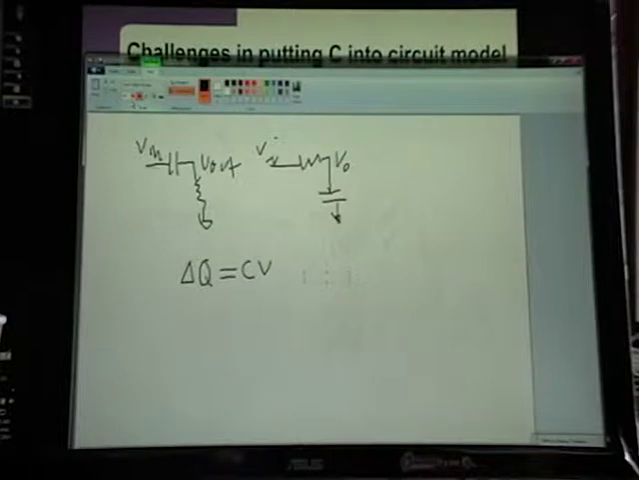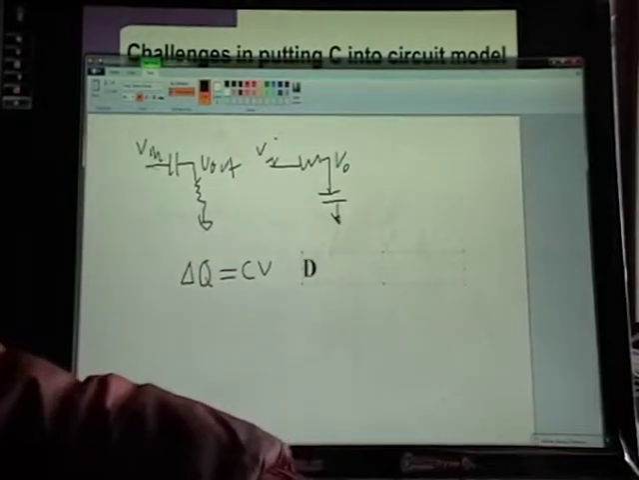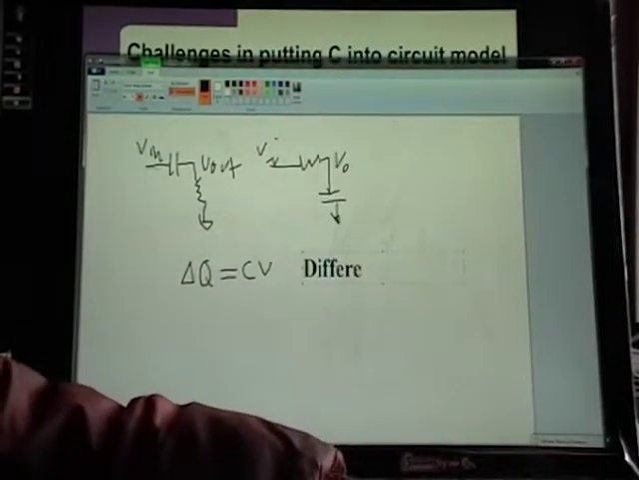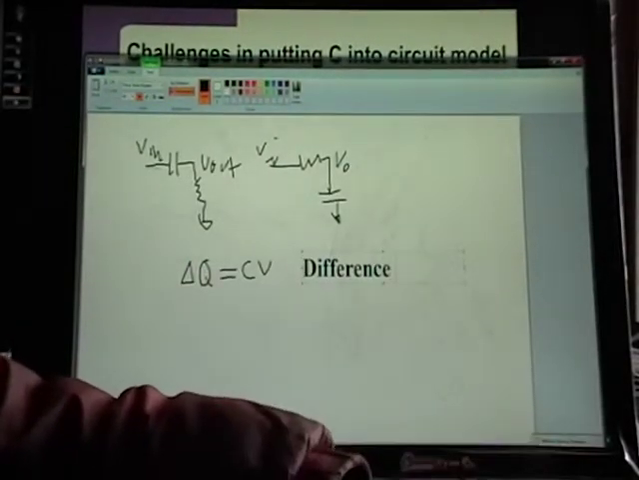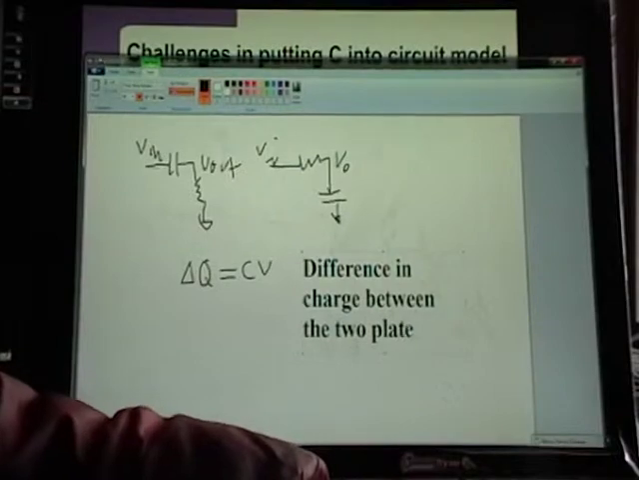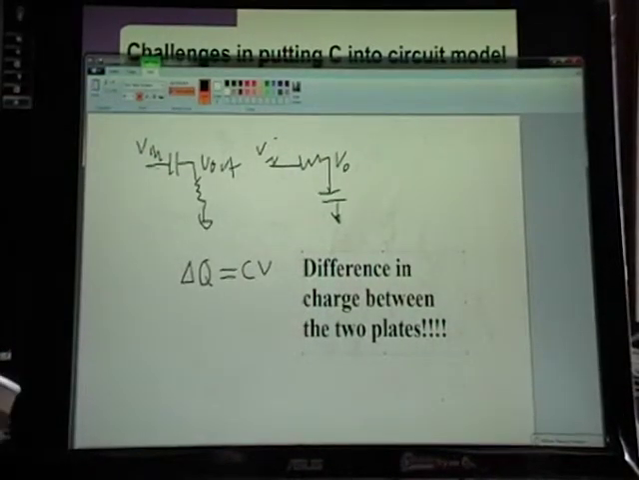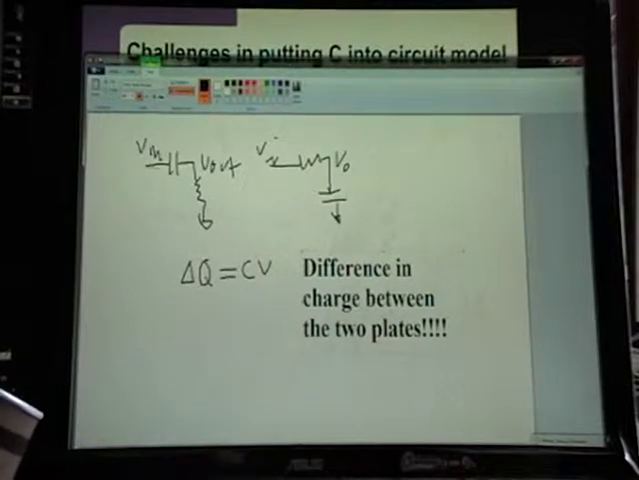This is the difference in charge between the two plates. Not just the charge, it's the difference in charge between the two plates.